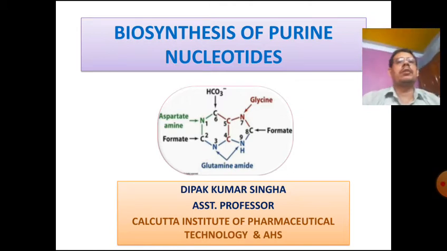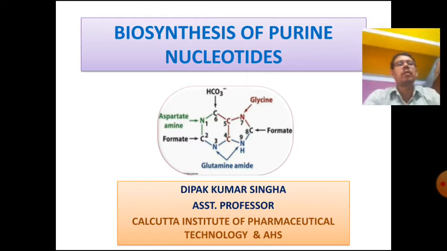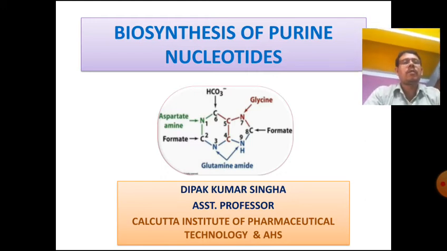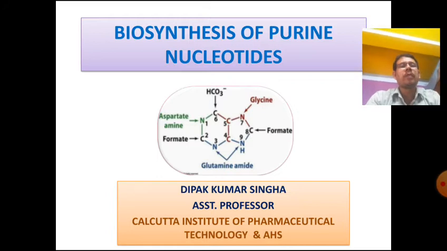Today I will discuss the biosynthesis of purine nucleotides. Purine is one of the two most important bases, purine and pyrimidine, and purine is the most important in this group. Adenine and guanine are the bases for the synthesis of DNA and RNA.